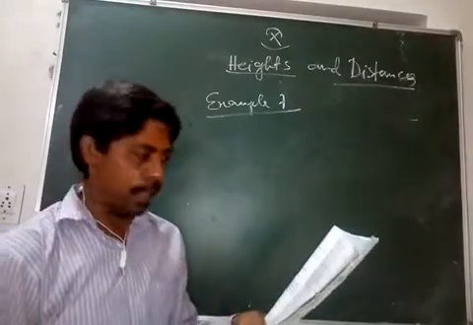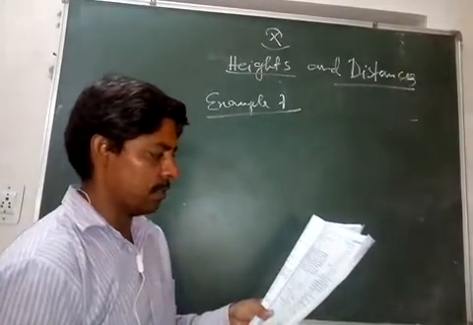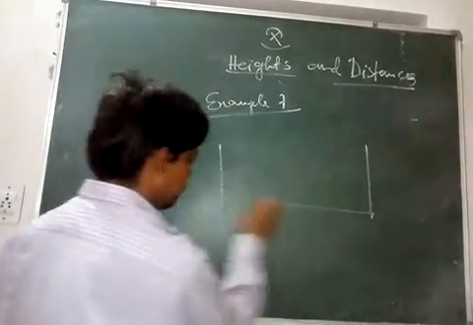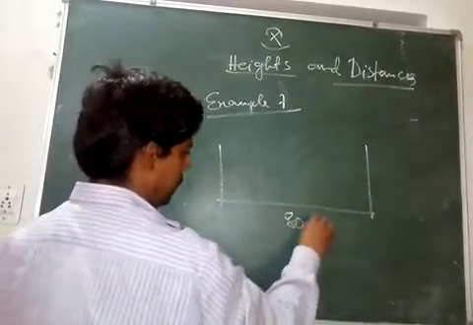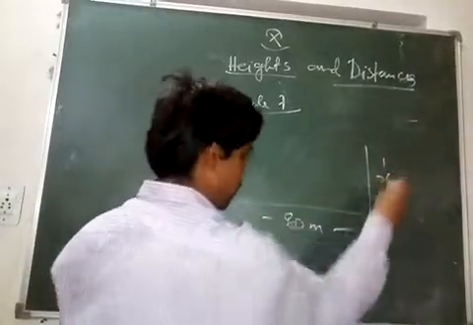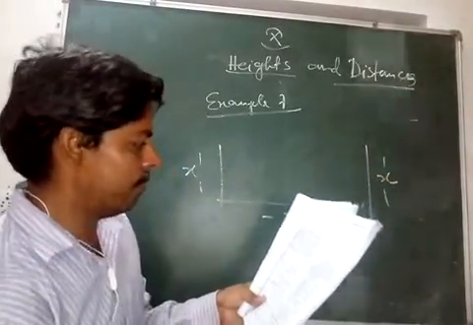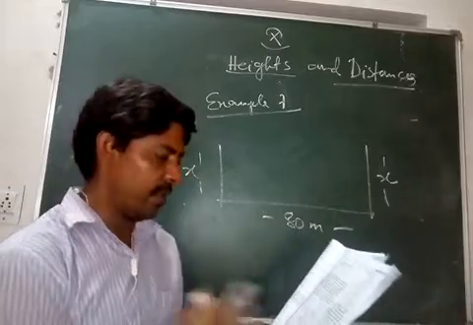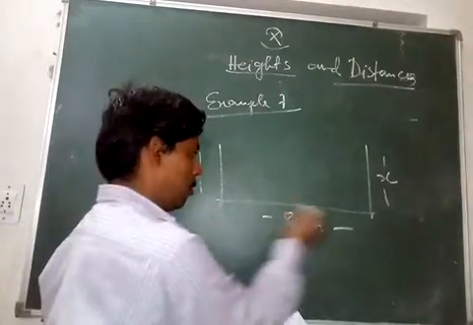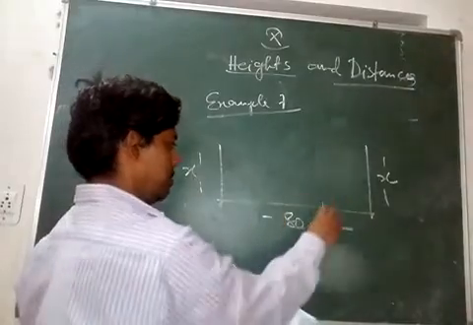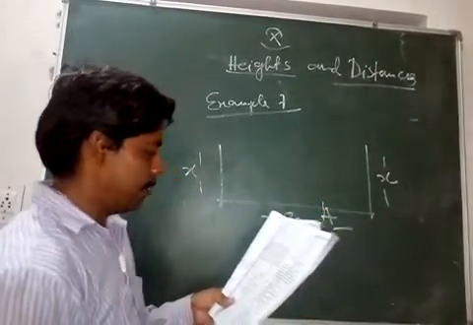Two poles of equal heights are standing opposite to each other on either side of the road, which is 80 meters wide. So there are two poles here. The road is 80 meters. The height of the two poles is the same. From a point between them on the road. Now, between does not mean the midpoint here. Anywhere on the road, could be here, could be here. Okay, so let's take this point here as the given point.